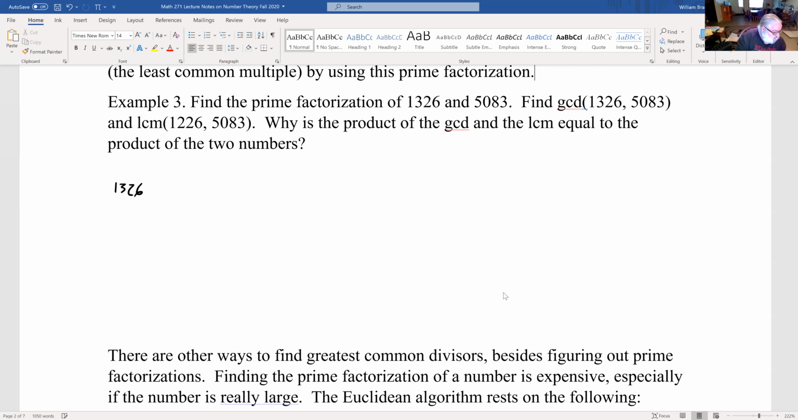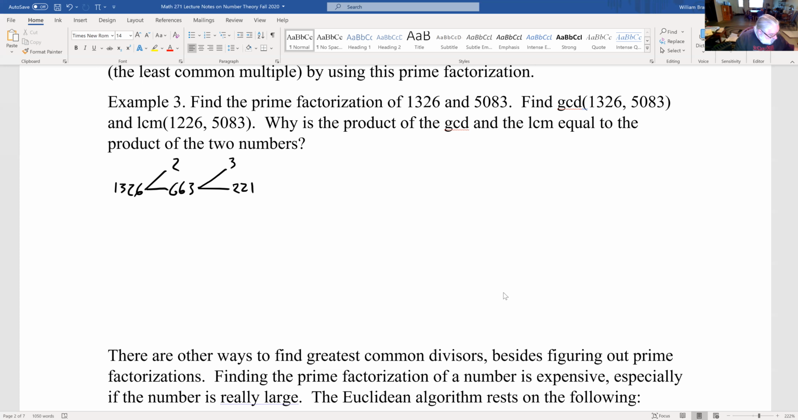Well, this is an even number, 1326, so we know it's divisible by 2. And we can do that division. That gives me 663 times 2. 663 is odd, so not divisible by 2, but the numbers 6 plus 6 plus 3 add up to 15, which is divisible by 3. So we know there's a factor of 3 floating around. And that gives me 221. So I need to factor 221.